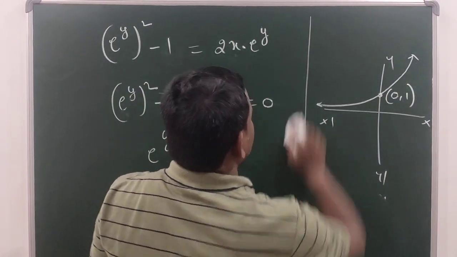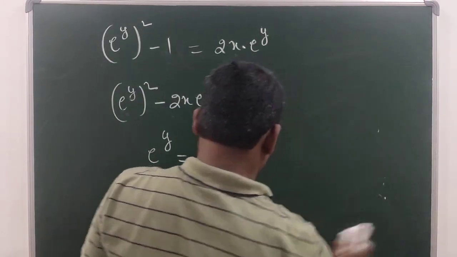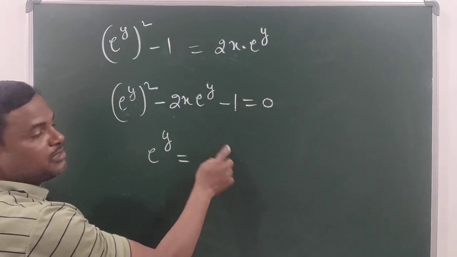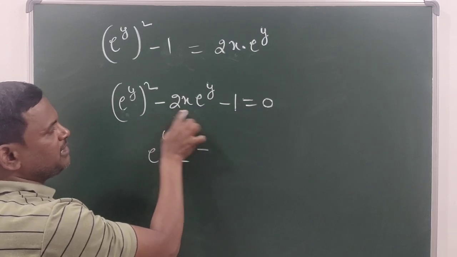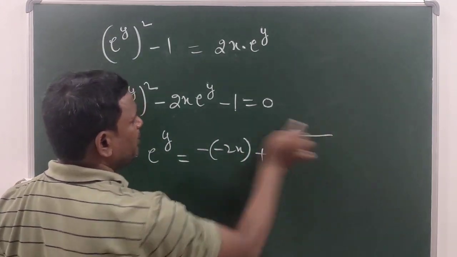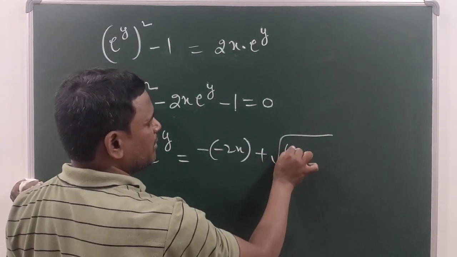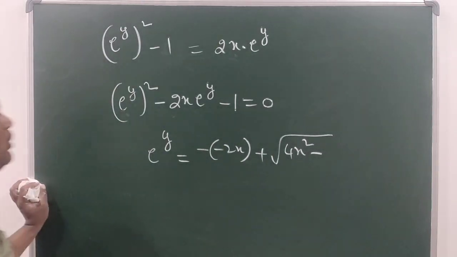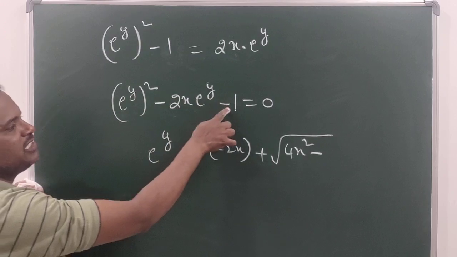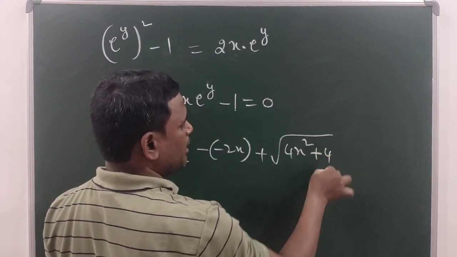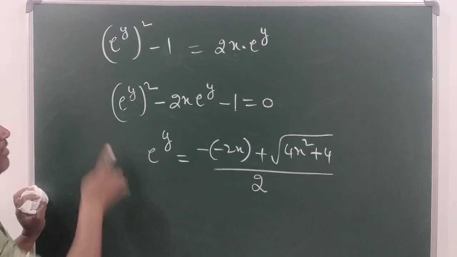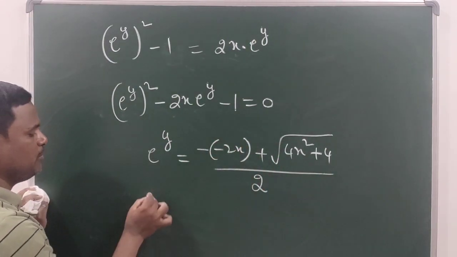So here, apply that quadratic formula. Use the plus symbol in the middle, minus b. B means here the e^y coefficient, minus 2x, plus root of b square. B square means (minus 2x) whole square, 4x², minus 4ac. Here the (e^y)² coefficient is 1, so 4a, c value minus 1. So here you will get 4 by 2a, a value 1. So this much you will get, and go for simplification.